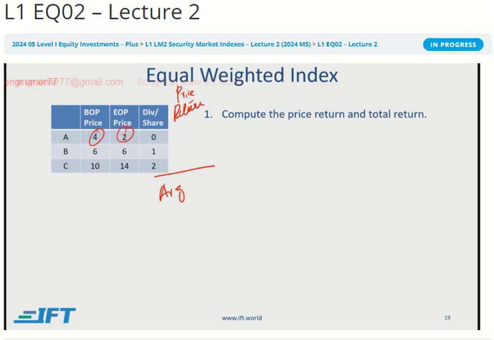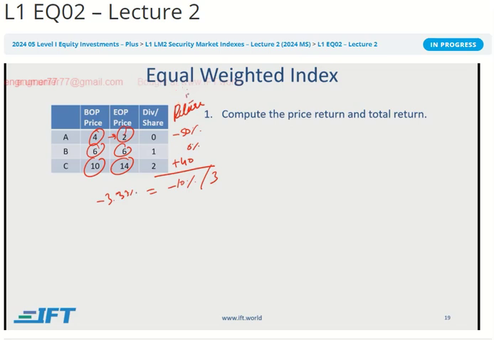So let's say the price here is going from 4 to 2. So that's obviously minus 50% return. This is 0% return, it's not changing. And this is going up by 40%, right? So you calculate these returns and you just take their average. Just add all of them and then divide that by 3. So minus 50 plus 0 plus 40, that's minus 10, and minus 10 divided by 3 will be minus 3.33. That's your price return. Very, very simple, straightforward. Just take their average and that's it.